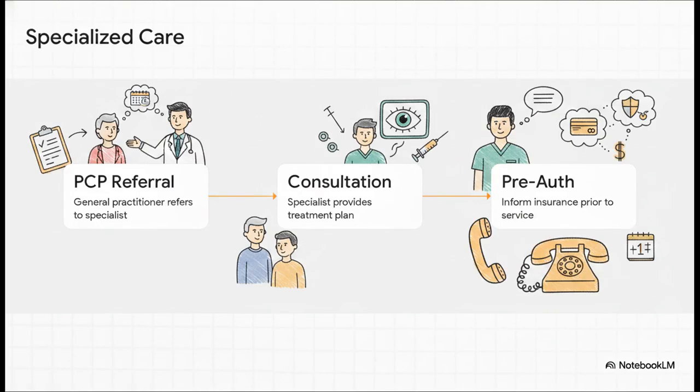Now, when you need specialized care, there is a very specific workflow you have to follow. Step 1, your primary care physician, your general family doctor, gives you a referral. Step 2 is the specialist consultation, where they actually provide advice or map out a treatment plan. But then we hit Step 3. For certain procedures, like eye surgery for instance, the doctor's office actually has to call the insurance company to get a pre-certification number. This pre-authorization is literally just making sure the insurance company knows what's happening beforehand, so you can be absolutely sure they'll cover it.